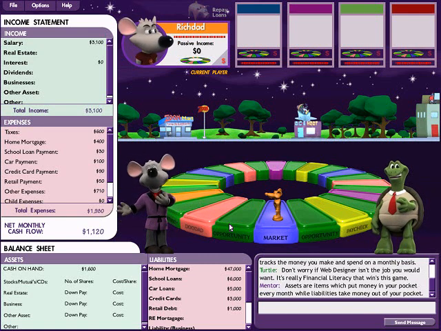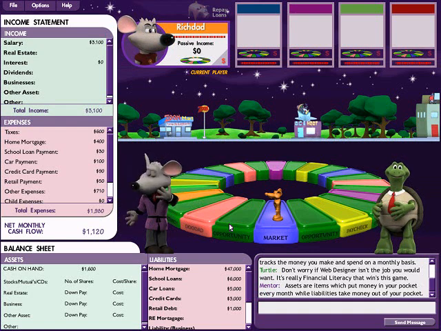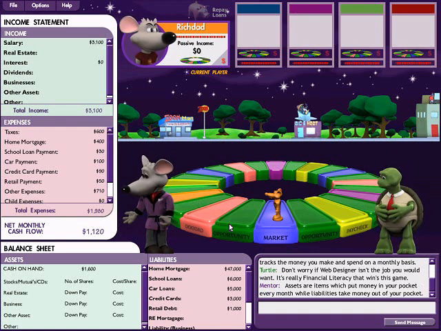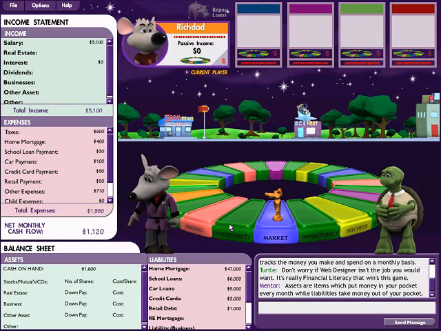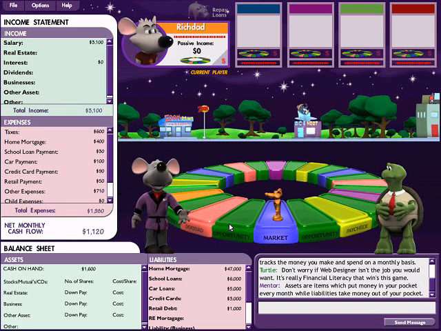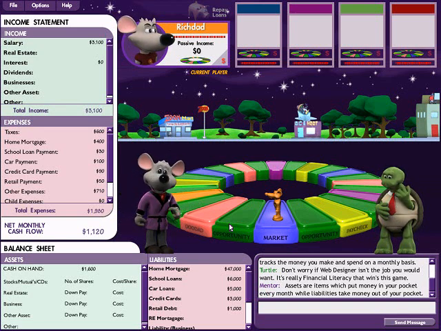Now the next area to go over is your balance sheet, which is below me. This is where you list your assets and liabilities. Assets are important because they put money in your pocket every month, while liabilities take money out of your pocket.